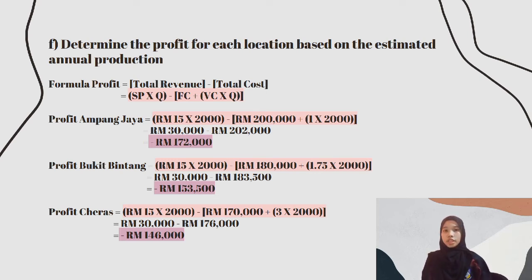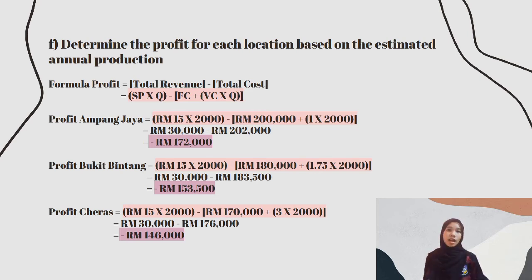So, for this calculation, if you get a positive total, you will get profit, while if you get a negative total, you will get a loss. For the calculation of profit for Ampang Jaya, Bukit Bintang, and Cheras, as you can see on the slide, the pink highlight is the formula to get profit, while the purple highlight is the profit or loss that we get. For Ampang Jaya, Bukit Bintang, and Cheras, we do not get profit, but we get a loss because we get a negative total.